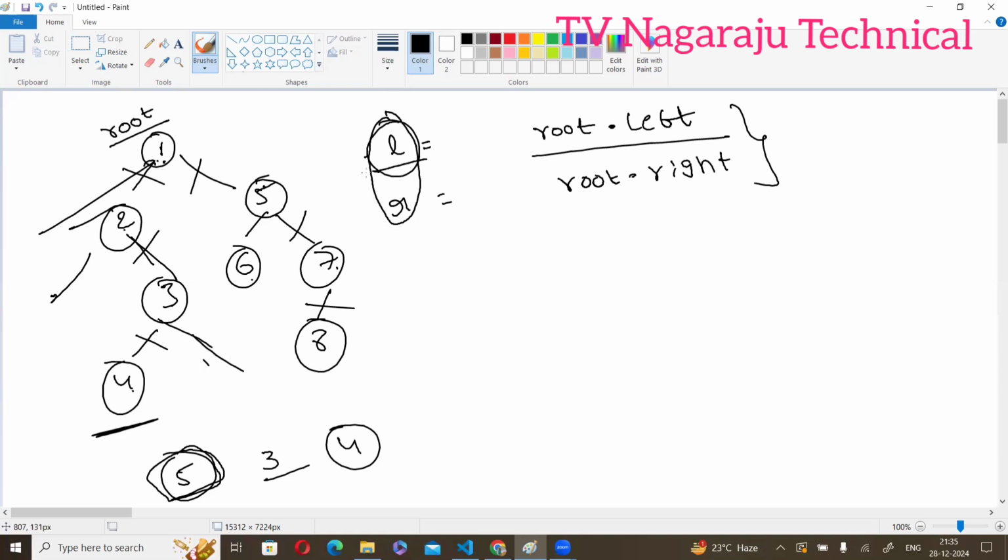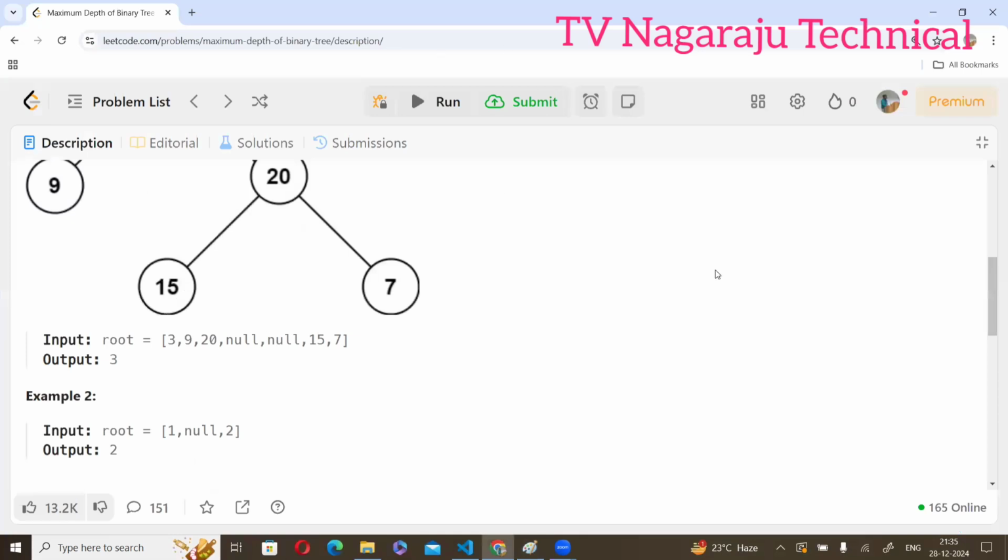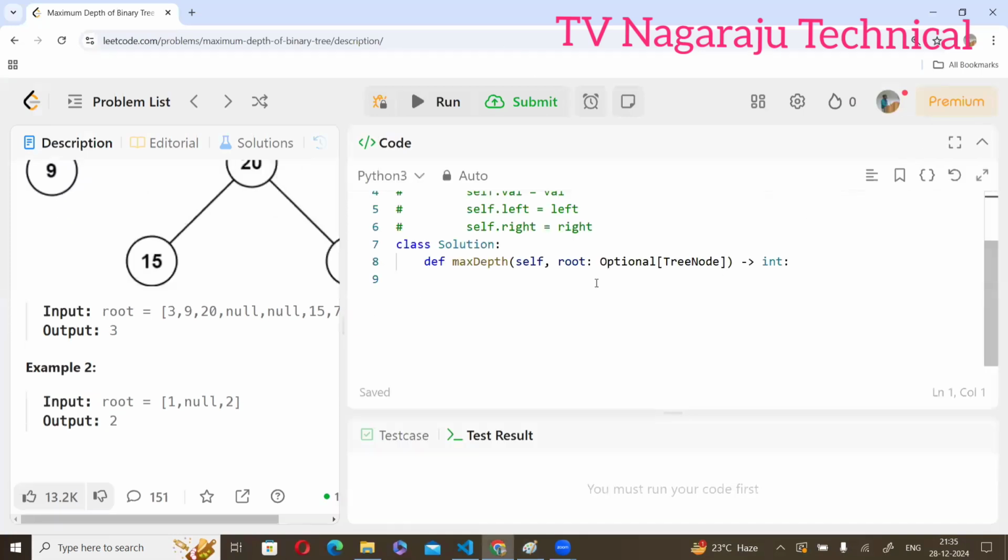Finally, what is the value in L? What is the value in R? Whatever the maximum, you are considering that maximum value. You got the point? Very simple. Move to the left side, move to the right side. Which one has the maximum value? That is your final answer. Now, I will execute this one. Observe carefully.